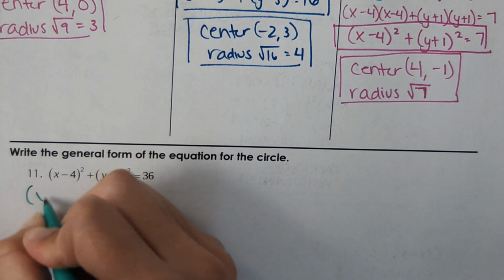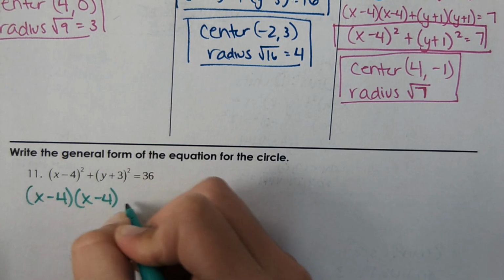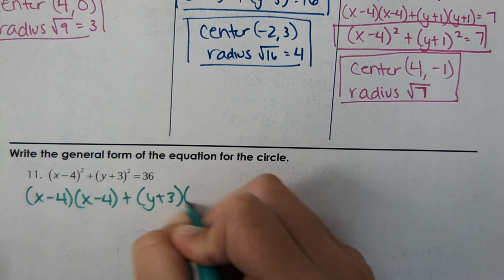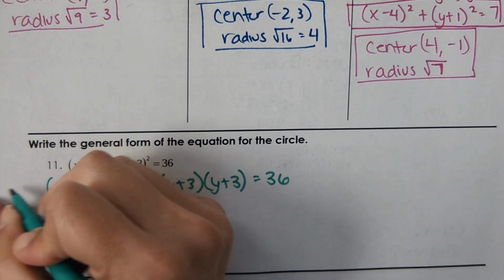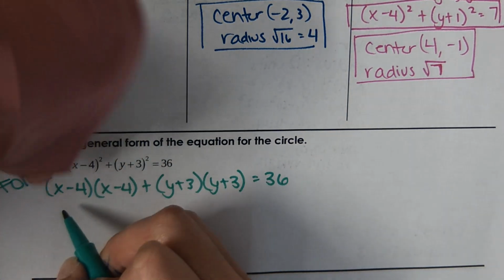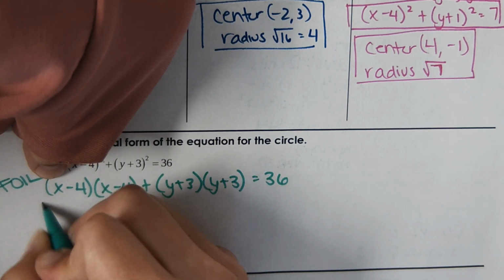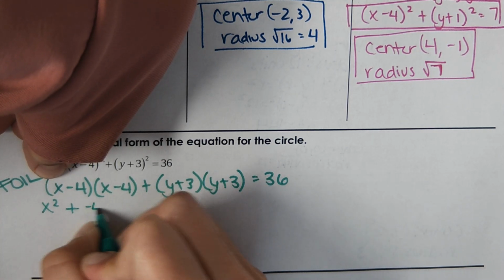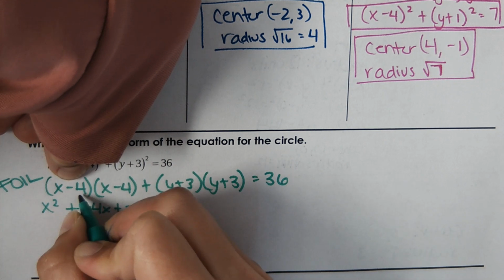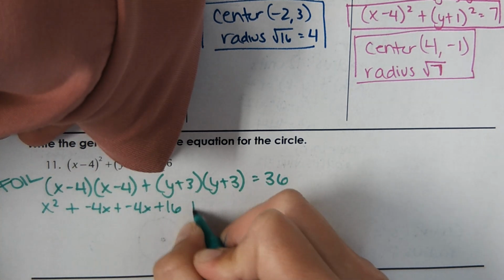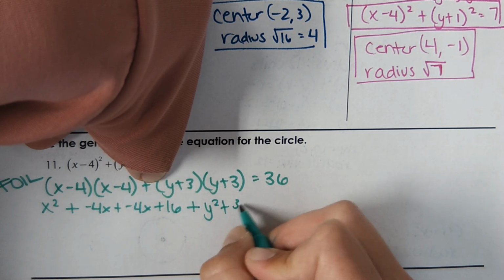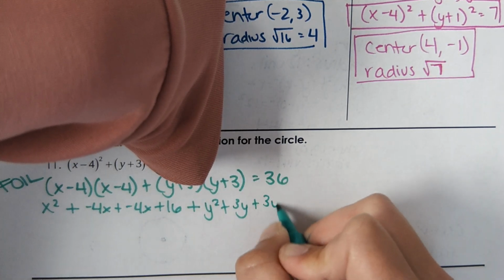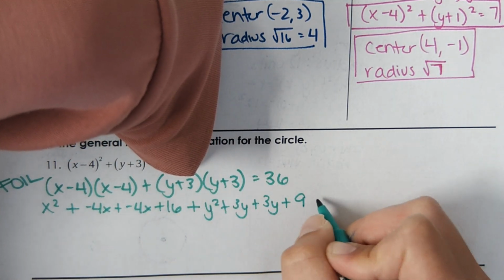So x minus 4 squared, write it out, x minus 4 times x minus 4, y plus 3 squared, y plus 3, y plus 3 equals 36. Then we're going to factor this, so FOIL it. So first outside, inside last. X times x would be x squared. Outside, -4x. Inside, -4x. -4 times -4 is 16. And we're going to FOIL this as well. Y squared. Outside, 3y. Inside, 3 times y. And last, 3 times 3 is 9. Equals 36.